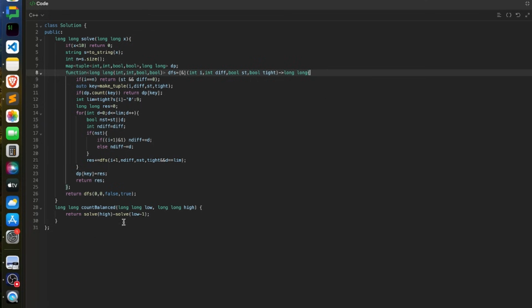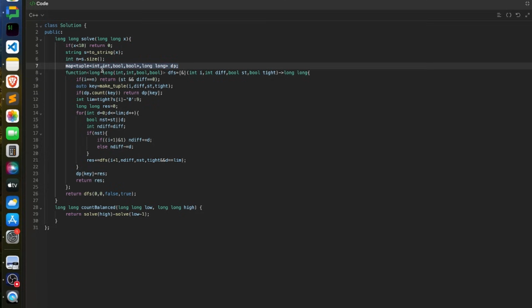This is the code. As explained, to find all the balanced numbers from low to high, we call solve of high minus solve of low minus 1. This solve function gives you all the balanced numbers from 1 to that number, so here from 1 to x. First check if x is less than 10, because we know it must have at least 2 digits. If it is less than 10, it can have at most 1 digit, so just return 0. Otherwise convert it into a string and find out how many digits there are.